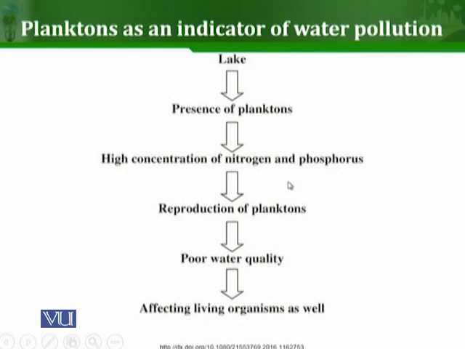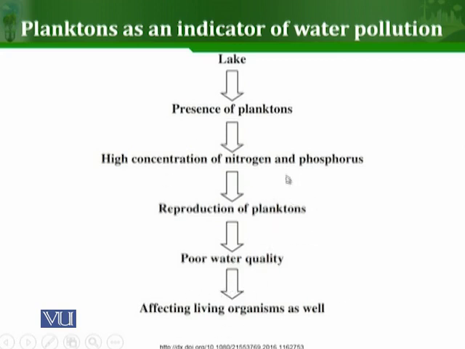You can see in this diagram, in this flow chart, that if the water body is having planktons and it is also having high concentration of nitrogen and phosphorus, these planktons will start reproducing at much higher rate. And though it tells us that this lake might be having high concentration of nitrogen and phosphorus, it also tells us that this high rate of reproduction of plankton will obviously result in high number of planktons, and this indirectly and ultimately can affect the quality of the water, decreasing the quality of the water. So if that happens, it will affect the life which is existing in that water body.